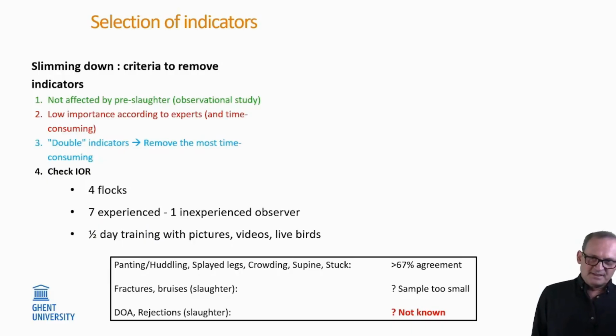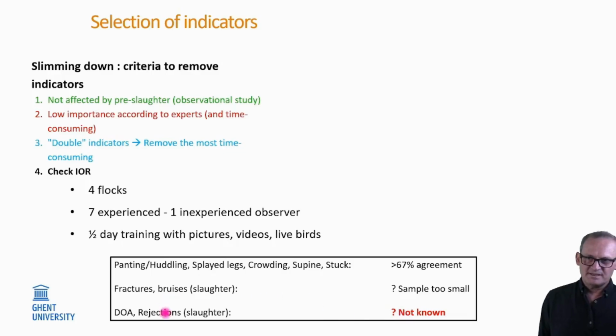For most of the indicators, we received an agreement which was more than satisfactory, of above 67%. But for 2 indicators, we couldn't really estimate the inter-observer reliability simply because the prevalence was too small. So we couldn't calculate a good figure for the inter-observer reliability.